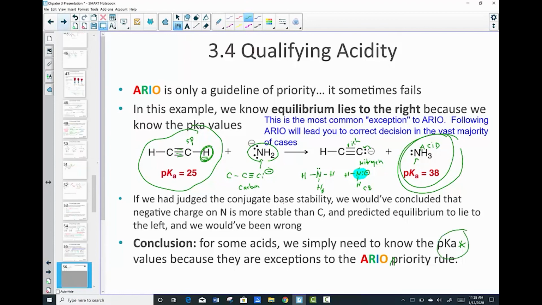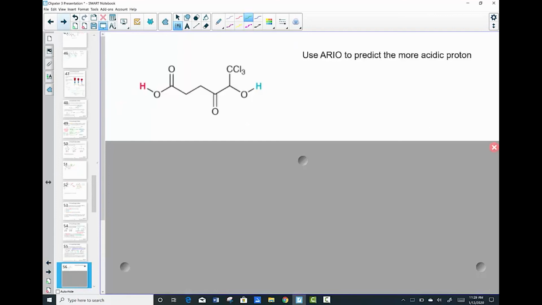I'm going to just keep practicing a little bit. If you're hanging with me, I'm doing some homework problems. It says, let's use ARIO to predict the more acidic proton. Well, here we have ARIO. Let's check the atom first. The acidic proton here is on an oxygen, so we would have oxygen stabilizing the negative charge. The hydrogen here is also attached to an oxygen, so it would have oxygen stabilizing the negative charge. It's the same atom. They're both oxygens, so this is no decision.